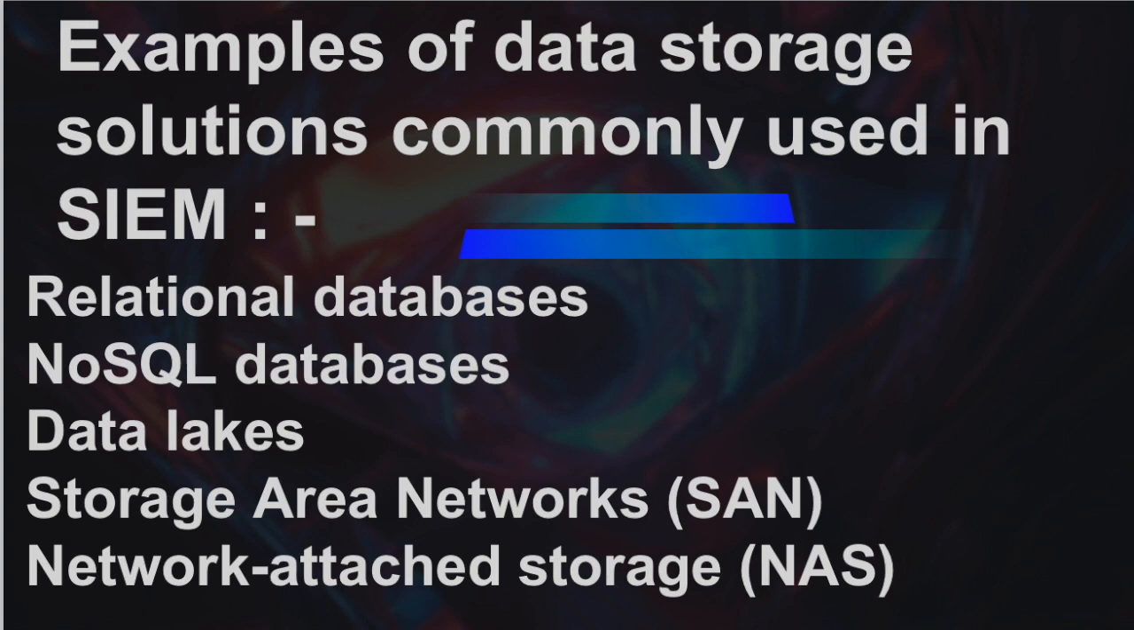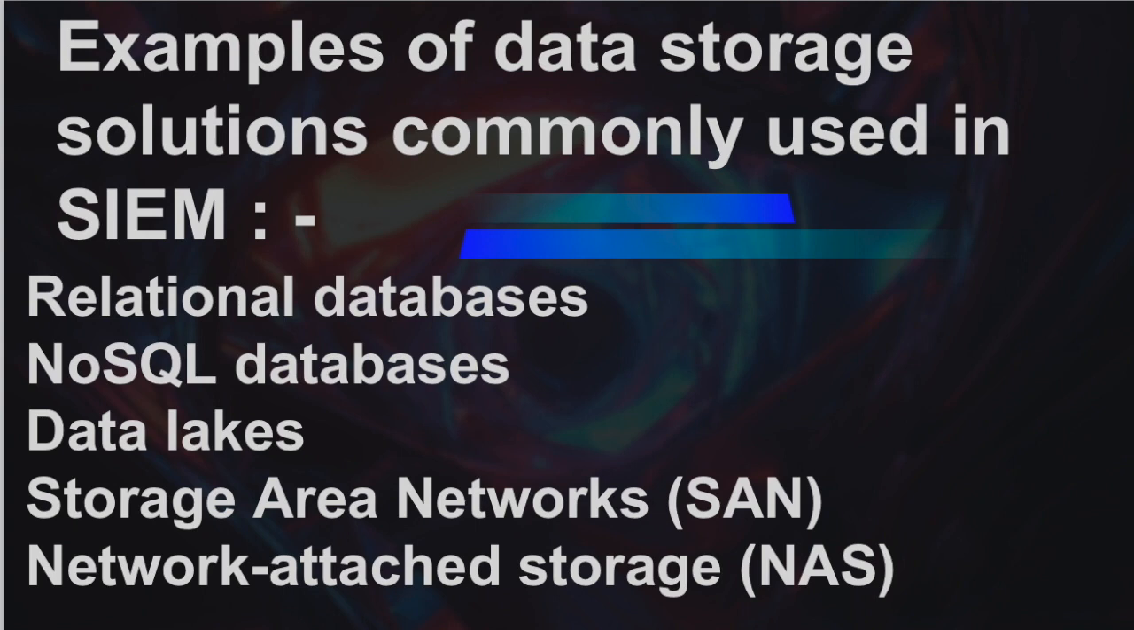The second example is NoSQL databases. NoSQL databases are becoming increasingly popular for storing unstructured data such as network flows, packet captures, and log files. Examples of NoSQL databases used in SIEM include Apache Cassandra, Elasticsearch, and MongoDB.